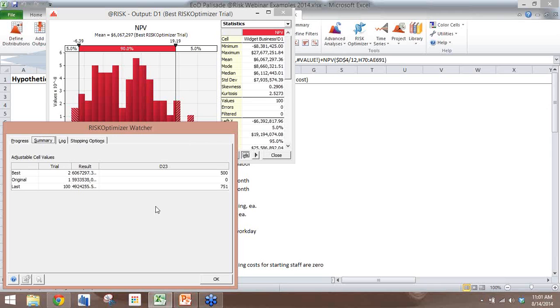Now, in this case, when I run it this way, within Risk Optimizer, I get a best value of 500 starting positions as opposed to the 544, which is almost 10% different, which can be significant.